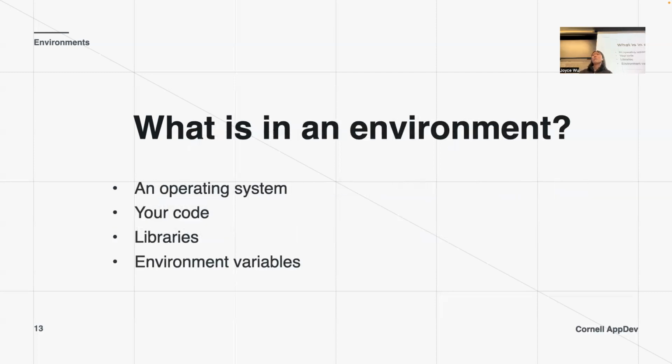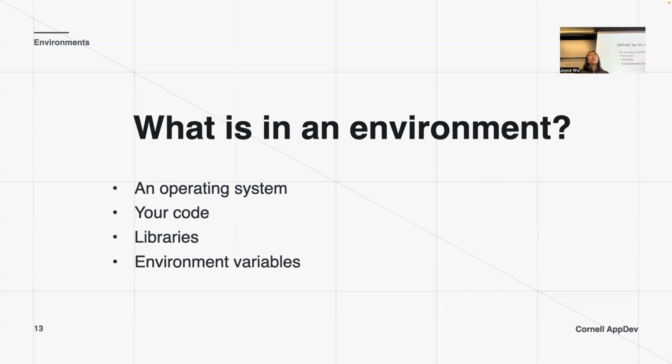So yeah, been using the word environment a lot. So let's jump a little bit deeper into what actually composes an environment. The four things that compose an environment are your operating system. That would be like on your computers, maybe you're using a Mac, a Windows, or the Linux operating system. The actual code itself.